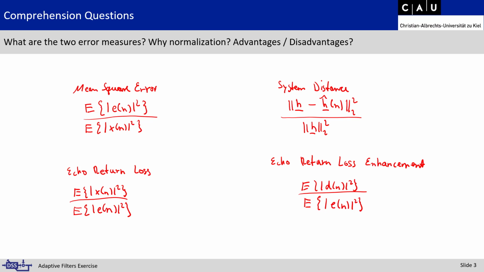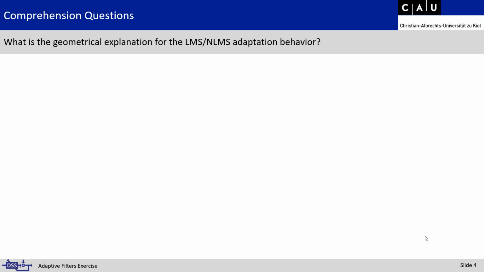So the upper two measures were the ones that we had in the lecture, and the lower two are ones that you will find quite often in applications. And just so that you are aware of that, with the upper measures, the optimal point is low values, but with the lower measures, higher values mean a better performance.